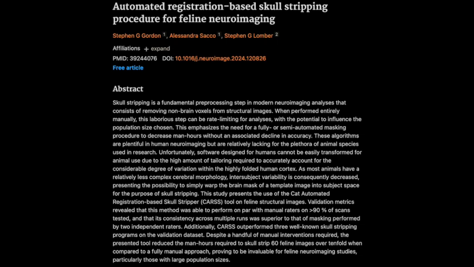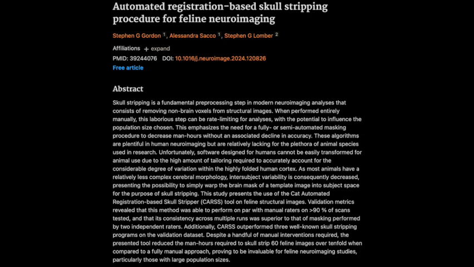Absolutely. Now, while CARS excelled in its performance, it's important to remember that no tool is without its limitations. Okay, let's unpack that a bit. Every superhero has their kryptonite. What are some of the potential limitations of CARS that researchers should be aware of?